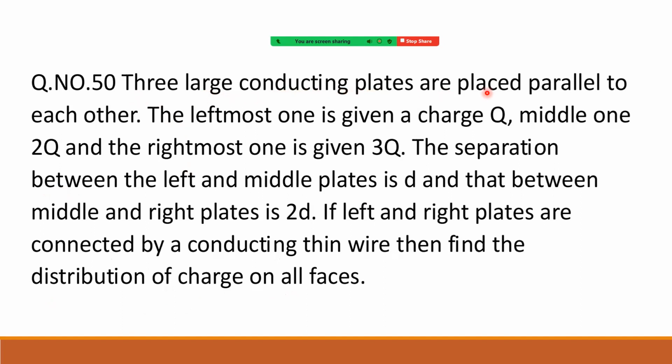3 large conducting plates are placed parallel to each other. The leftmost one is given charge Q, the middle one 2Q, the rightmost one is given 3Q. Separation between the left and middle plates is D, and that between the middle and right plates is 2D. If the left and right plates are connected by a conducting thin wire, then find the distribution of charge on all faces. Okay. See how we are solving this one.